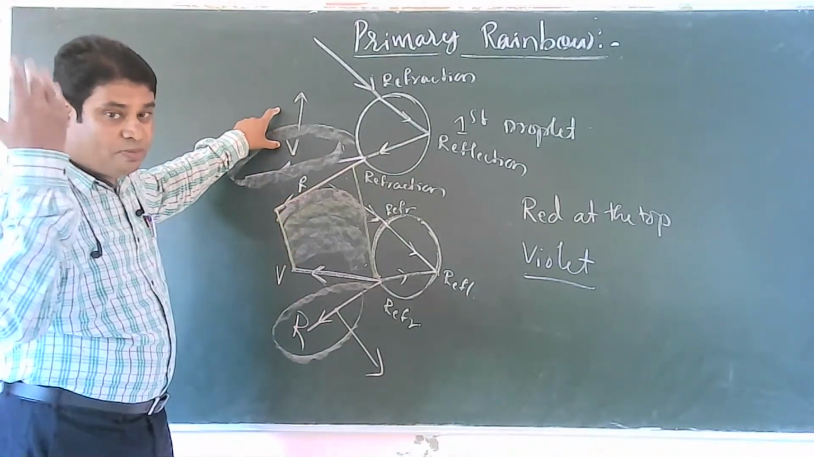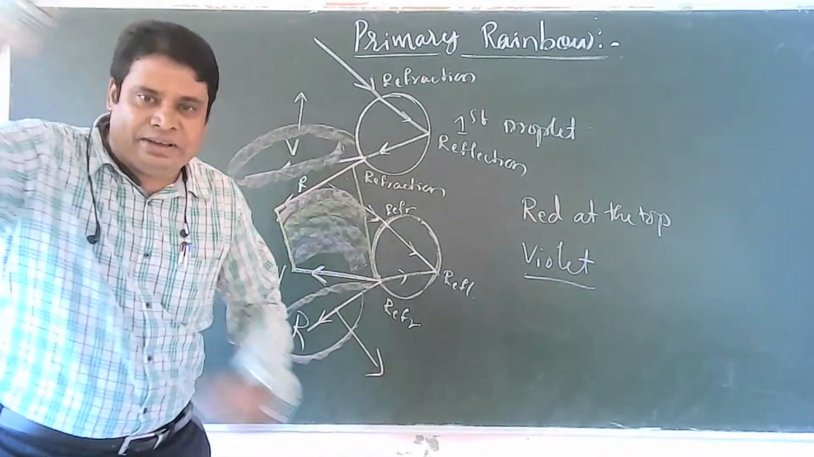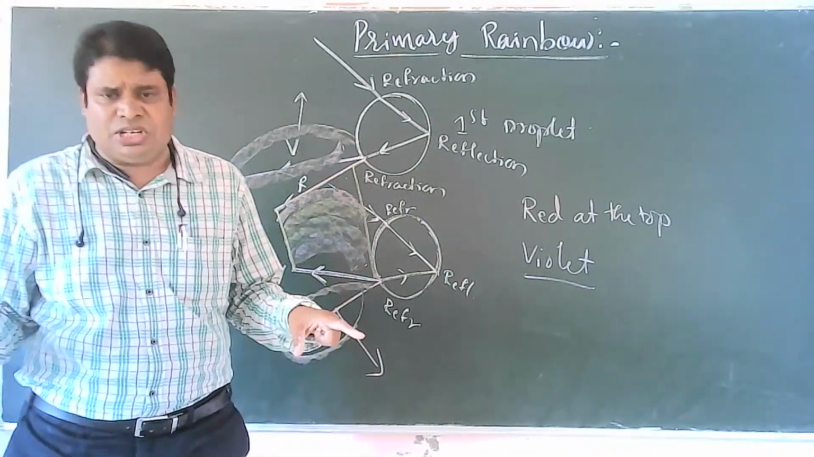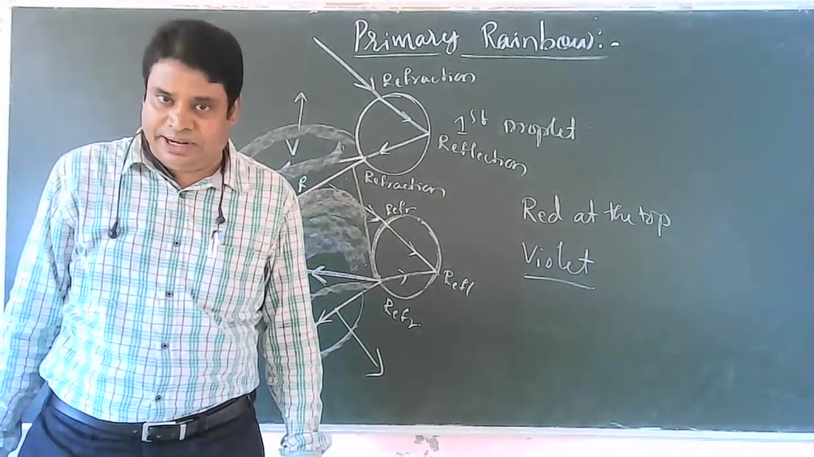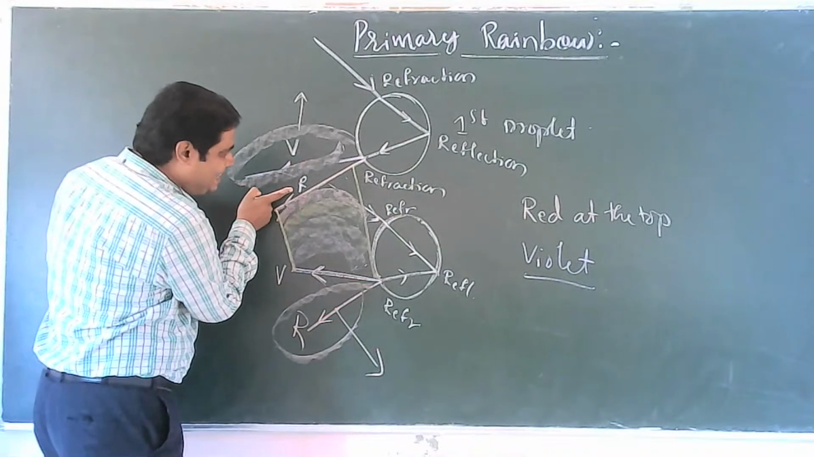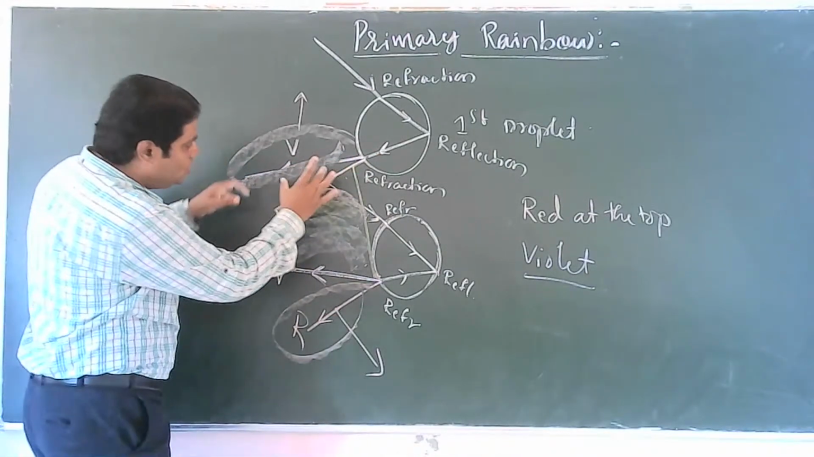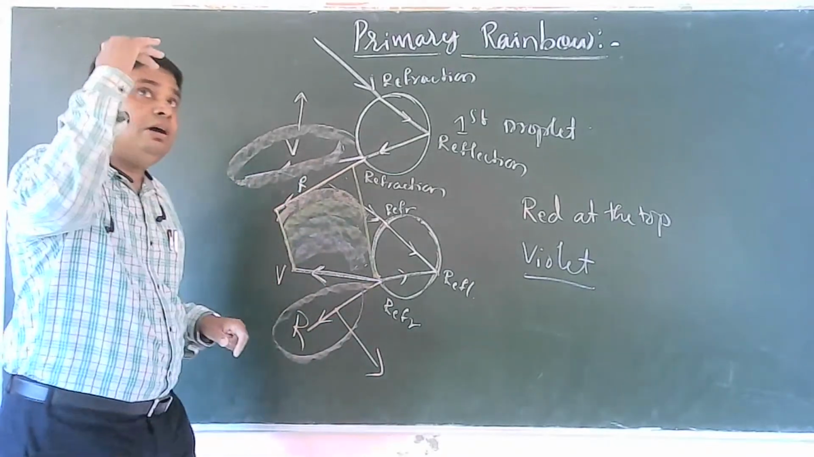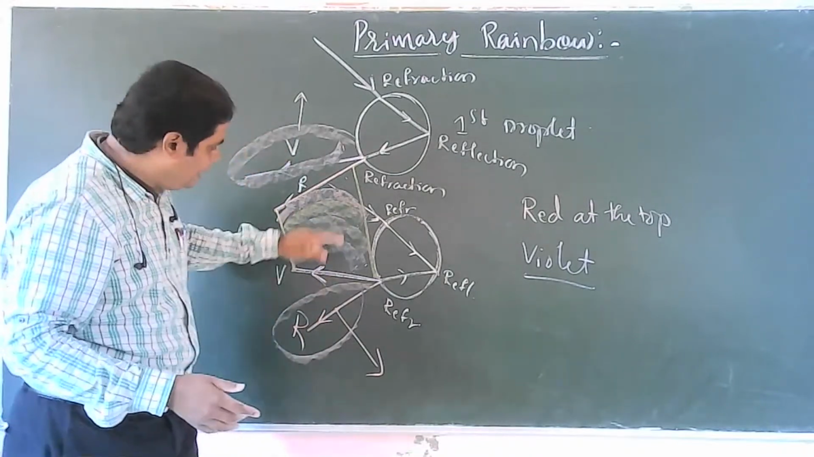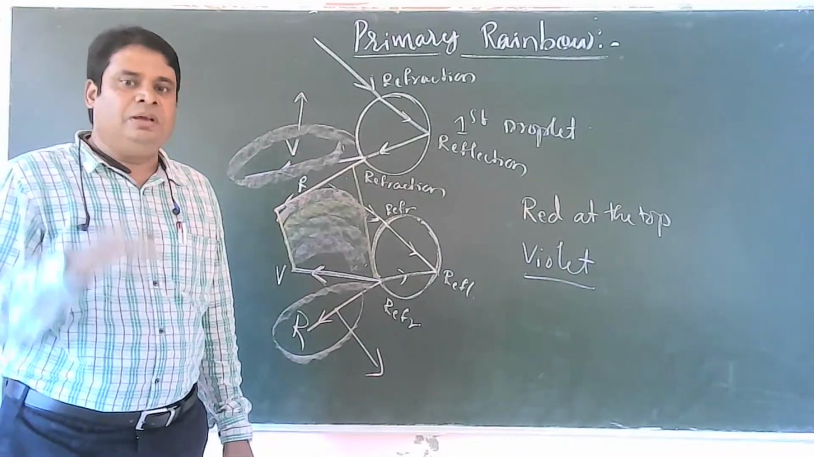The violet color from the first droplet and the red color from the second droplet are scattered away from the observer who is standing on the surface and observing the rainbow. The only colors we can see are red from the first droplet and violet from the second droplet. So you see red color at the top of the rainbow, and at the bottom you see violet color. This is called primary rainbow.